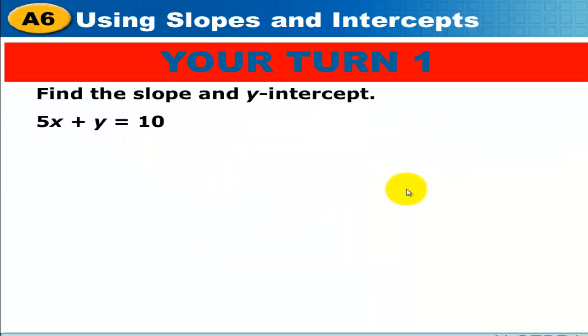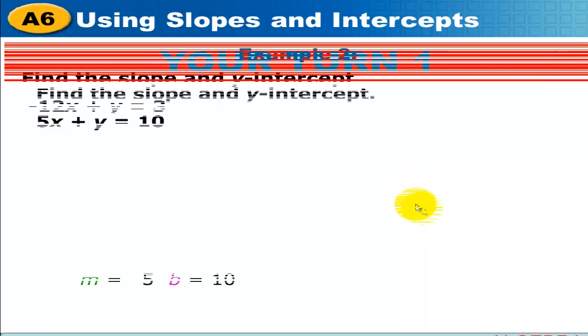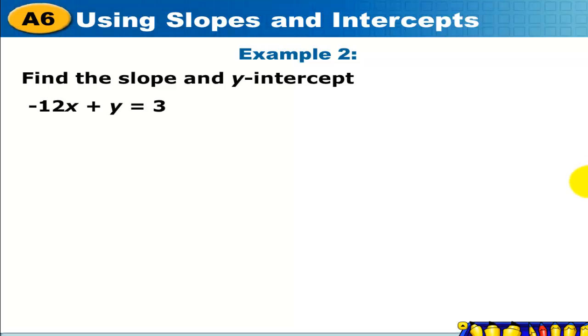Okay, the slope here should be equal to negative 5 and the y-intercept is equal to 10. Example number 2, let's find the slope and y-intercept. Again, I need to rewrite this into y equals mx plus b. I need to isolate my y.